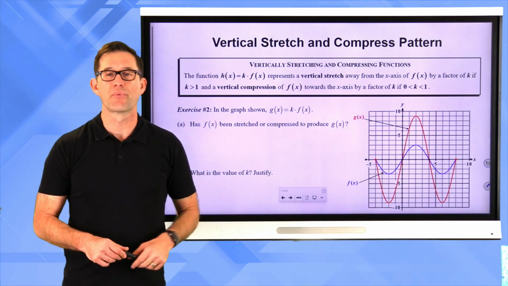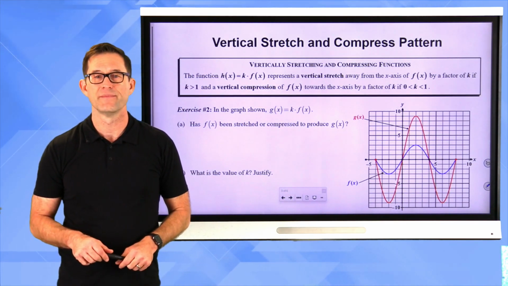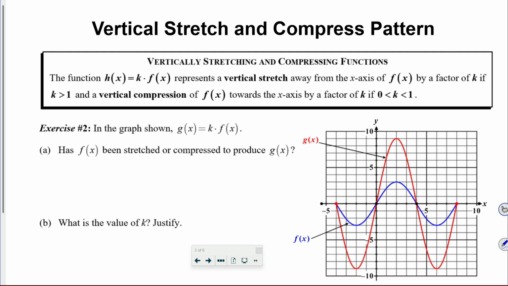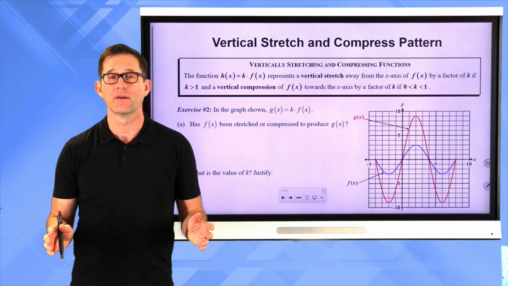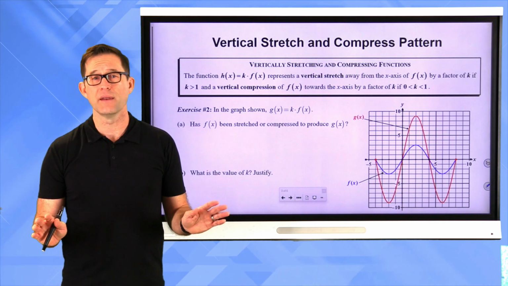Vertical stretch and compress pattern. Let's take a look. Vertically stretching and compressing functions. The function h of x equals k times f of x represents a vertical stretch away from the x-axis of f of x by a factor of k if k is greater than 1, and a vertical compression of f of x towards the x-axis by a factor of k if k is between 0 and 1. Now, notice for a second, we are not allowing k to be negative here.